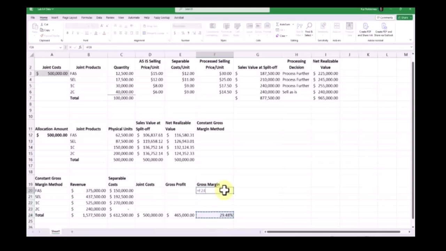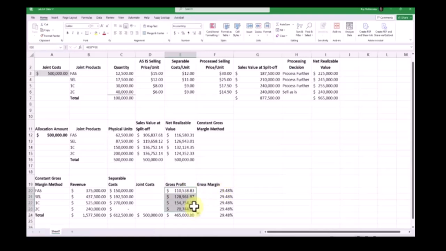So F20 is going to be equal to F24. We're going to lock that formula so that it's all the same all the way down. And then what we can do is back into the amount of profit we need in order to make sure that our gross margin is 29.48%. And we're going to do that by multiplying our revenue times our gross margin. And push enter. And we can copy that down through row 23.